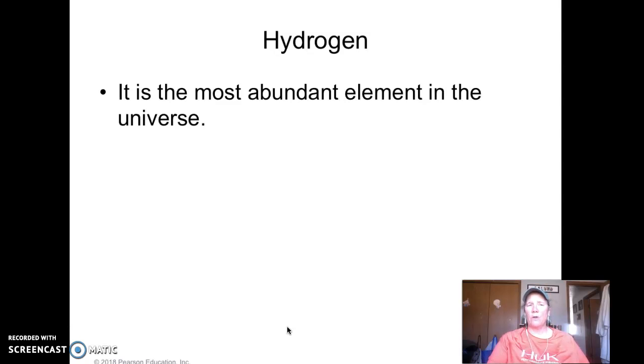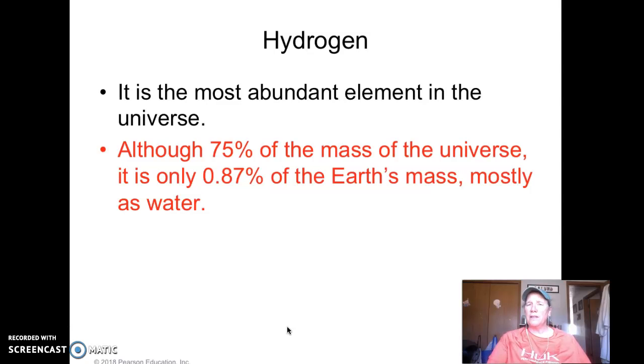Number one, good old hydrogen. Although it's 75% of the mass of the universe, it's only 0.87% of the Earth's mass. So there's a lot more hydrogen in the universe than there is on the Earth. One of the reasons why its mass isn't much, there might be a lot of hydrogen, but remember, hydrogen is very light. And most of the hydrogen is in water. Okay? So even though we have a lot of hydrogen, if you go by mass, there's not a lot because, again, it doesn't weigh very much. It's the lightest of all the elements. If you look at all the stars, those are all made out of hydrogen. So in the universe, it is by far the most abundant element.